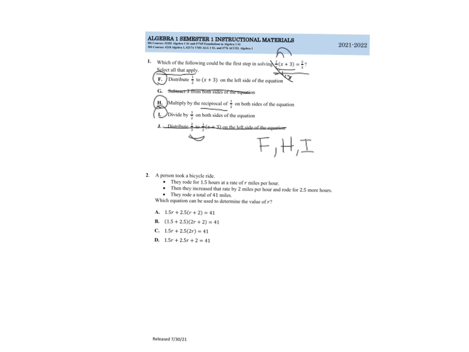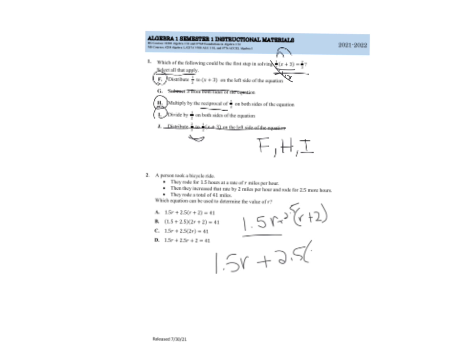Let's look at number 2. Number 2 says a person took a bicycle ride and they rode for 1.5 hours at a rate of r. So I'm just going to write 1.5r. Then they increased that rate by 2 miles an hour and they rode for 2.5 hours more. I have 1.5r and I have 2.5 times r plus 2. There's only the one option that has that, and that totals 41. So there's our front page.